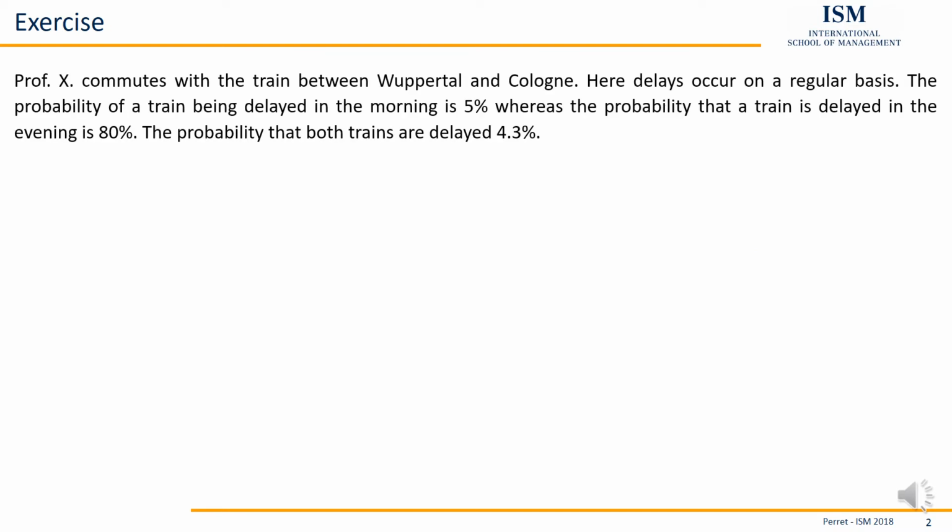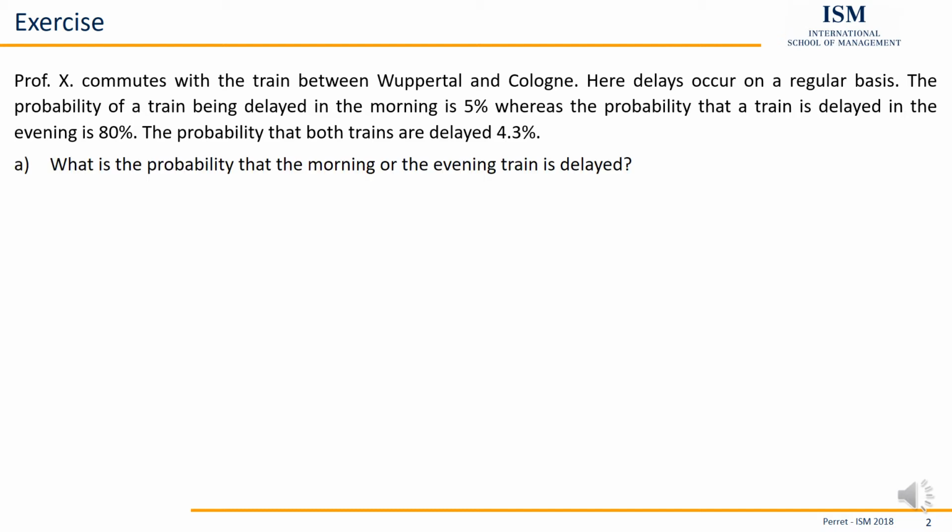Professor X commutes with the train between Wuppertal and Cologne. Here, delays occur on a regular basis. The probability of a train being delayed in the morning is 5%, whereas the probability that a train is delayed in the evening is 80%. The probability that both trains, meaning the morning and the evening trains, are delayed is 4.3%. That's more or less the background story.